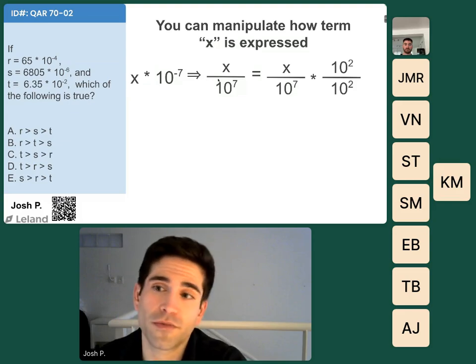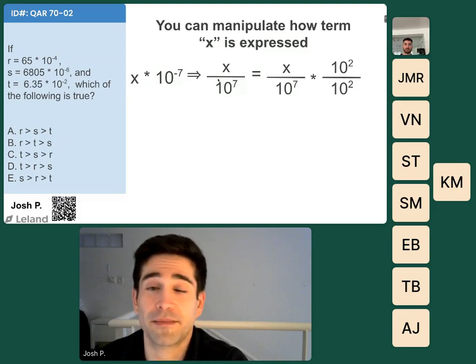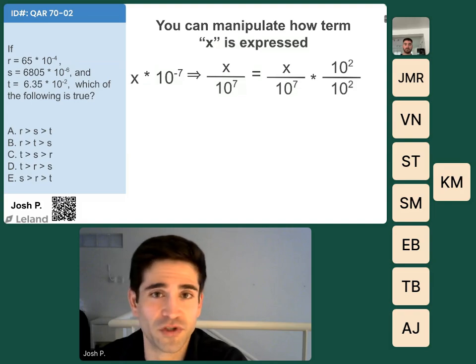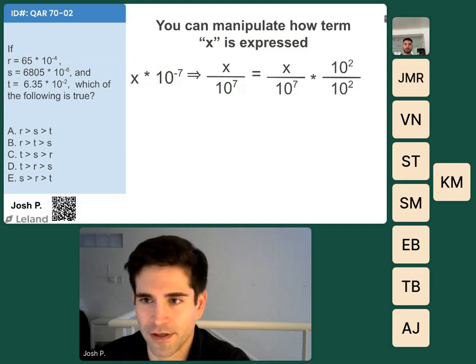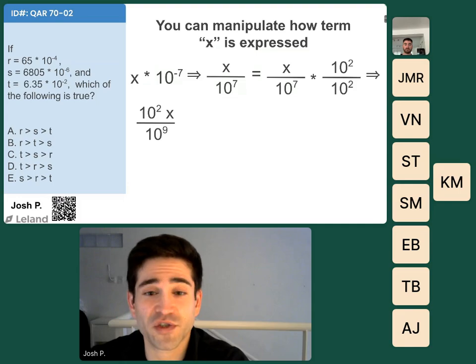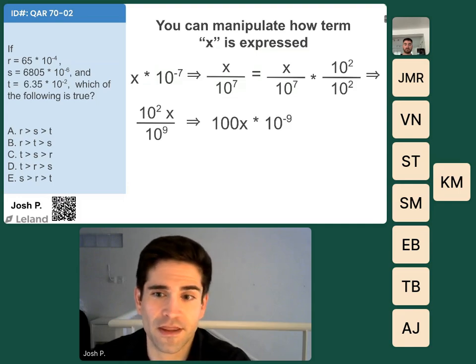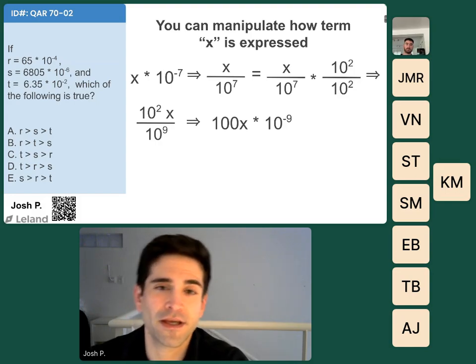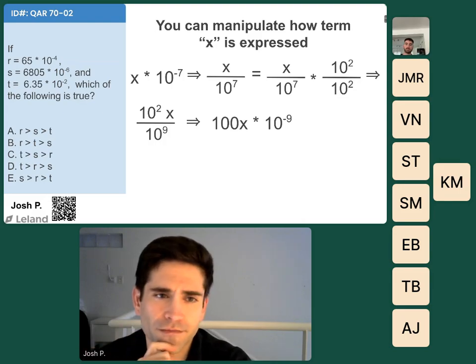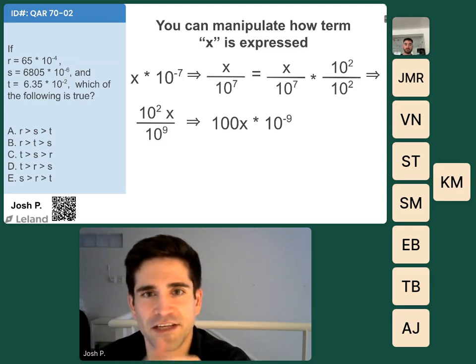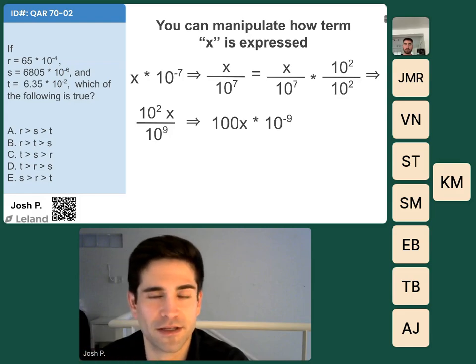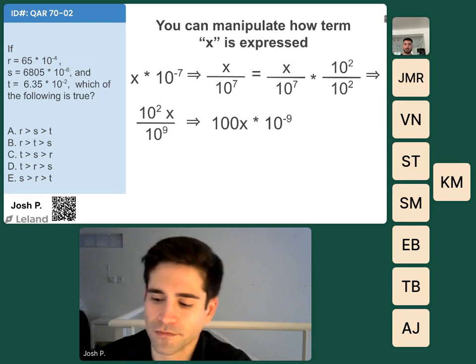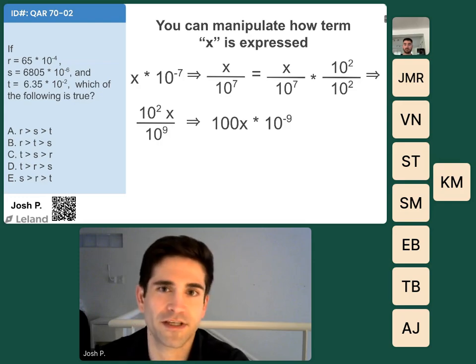We can multiply it by 10 squared on top and bottom. It's the same as multiplying it by 1. So we have 10 squared x divided by 10 to the 9. And thus we have 100x times 10 to the minus 9. This is how we can manipulate terms that have scientific notation. Scientific notation is the 10 to a minus exponent, or to any integer exponent.